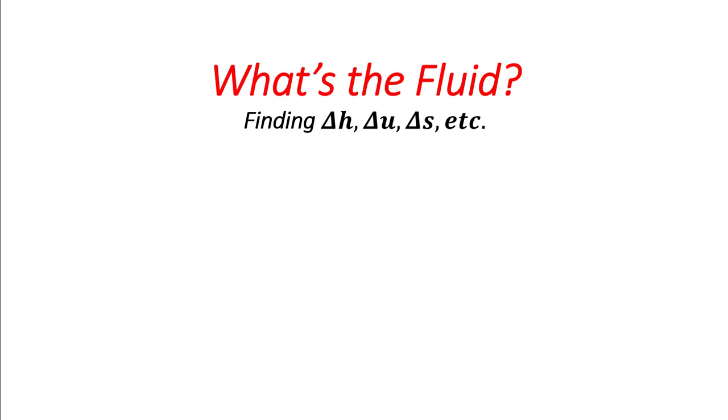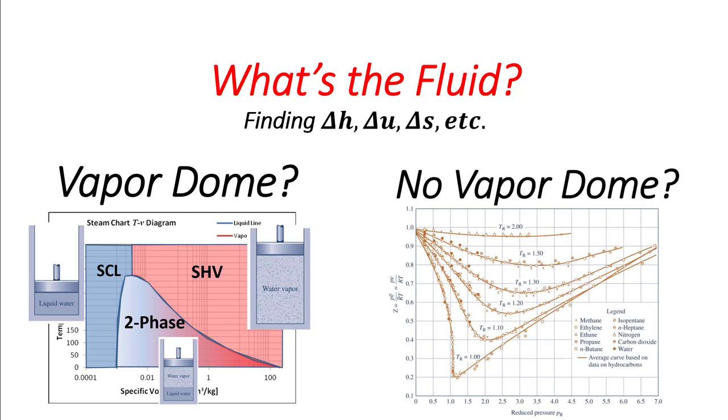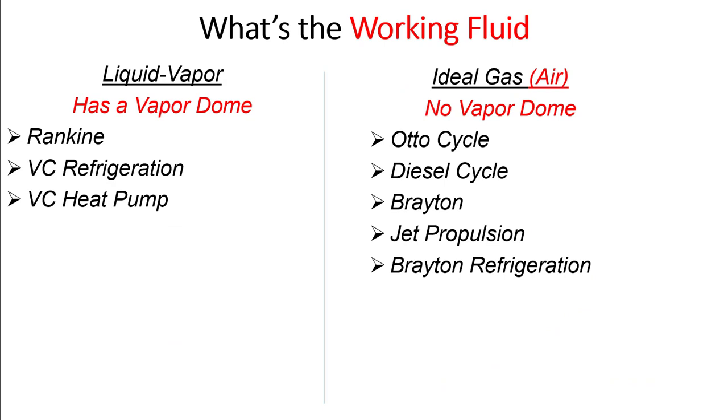So the next way that I can categorize these different cycles is by what the working fluid is. Now remember, knowing the working fluid is going to help me find what properties I need to find in order to fix my state table. So I need to know, is it something where I'm changing phase? Do I need to know about the vapor dome and what the phase of the fluid is? Or is the working fluid an ideal gas, right? And if it's an ideal gas, how do I use the ideal gas law and maybe some isentropic relationships to try to fix my states? So cycles where we have a liquid vapor fluid or a vapor dome include the Rankine cycle, refrigeration or heat pump. And if I'm talking about an ideal gas, we might look for Otto cycles, diesel cycles, so those are our internal combustion engines, a Brayton cycle, jet propulsion, or Brayton refrigeration.